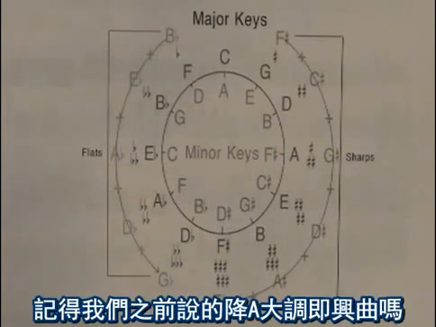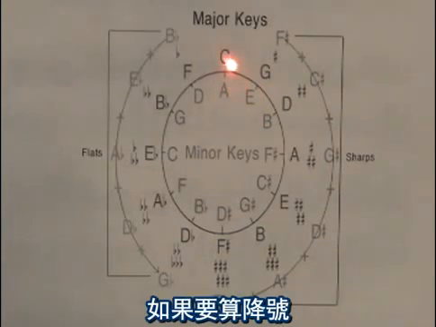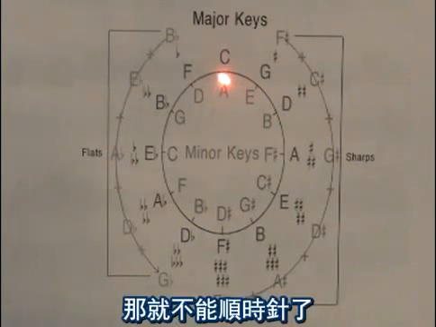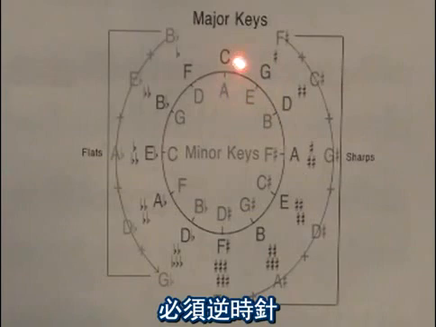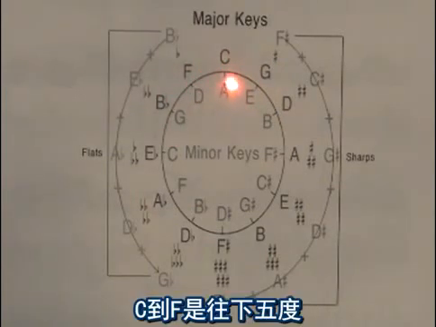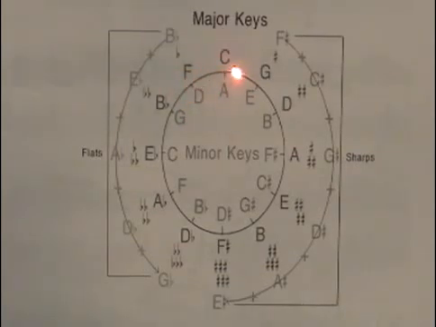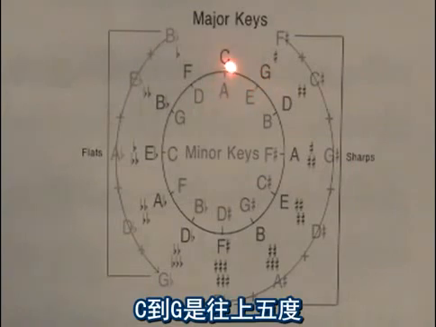Remember the song that we just worked on, the Impromptu in A flat major. If you're looking at keys with flats, all the key signatures with flats, you have to go the other way. Okay? Instead of going clockwise, you go the other way. And you notice how from C to F, you're also going down a fifth. Going from C to G, C, D, E, F, G is a fifth apart.